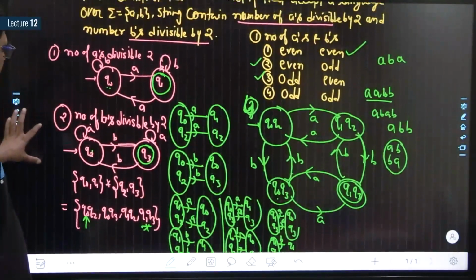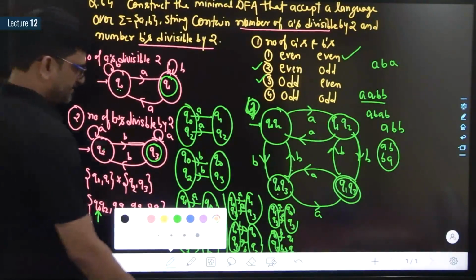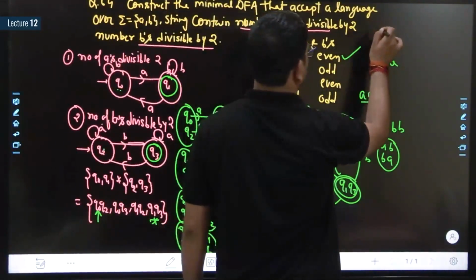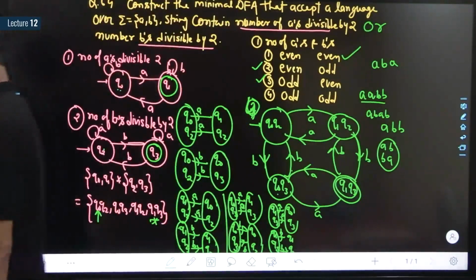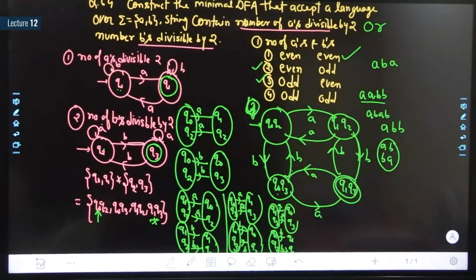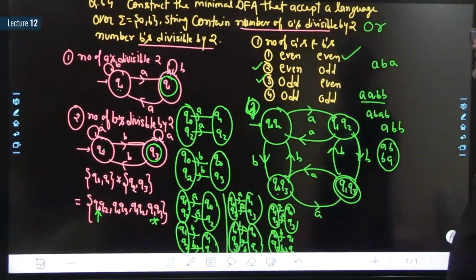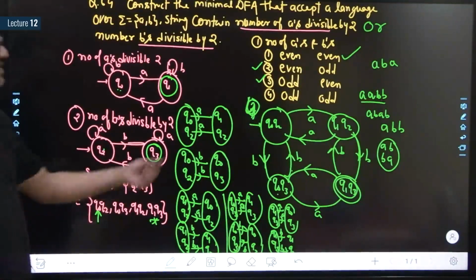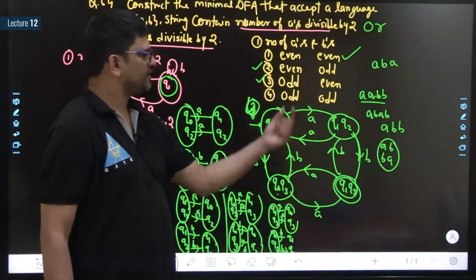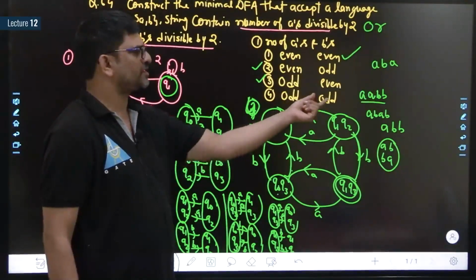Instead of and, we use or. Construct the minimal DFA that accepts a language over alphabet A, B, where strings contain number of A's even and/or number of B's even; number of A's even or number of B's odd; number of A's odd or number of B's even; number of A's odd or number of B's odd.